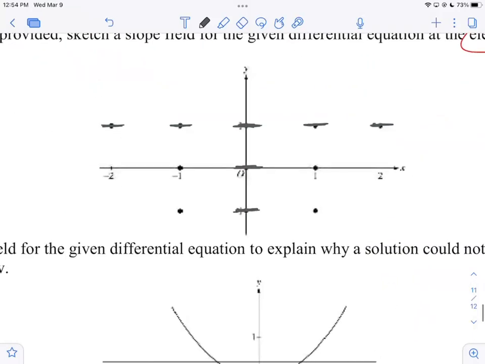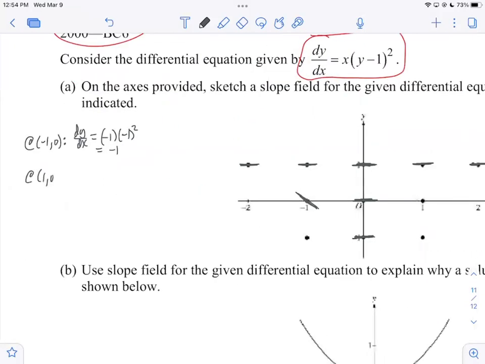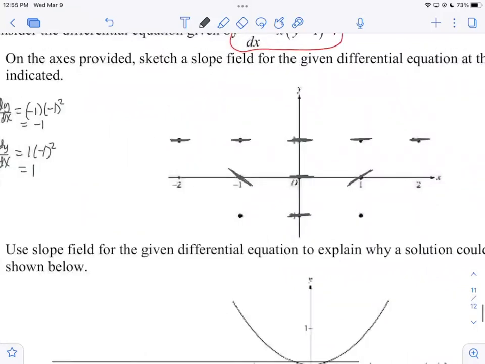So now I come over to the point (-1, 0), and I put -1. Now again, notice I can use the other points kind of as my target. Now out of curiosity, let me go to (1, 0). At the point (1, 0), what would the derivative be? Yeah, it would be 1 times (-1) squared. It's +1. So now I can use those others to line it up. Looks like that. So these two have to be the same steepness.